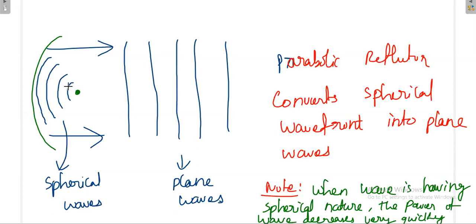Simply think of it this way: when you are calling some person who is near, you simply call them. But when they are far away, traditionally you keep your hand near your mouth and focus your energy in a particular direction. That means you are somehow converting spherical waves into plane waves, concentrating the sound energy in a particular direction. It's something similar to that. If the energy goes in all directions, the power will reduce very quickly. If it goes in only one direction, the power will not reduce.